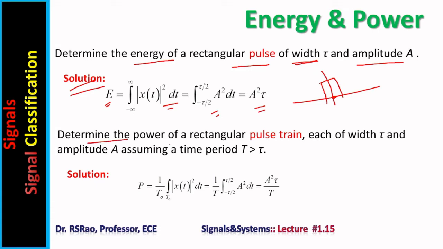Another problem: determine the power of a rectangular pulse train, each of width tau and amplitude A, assuming a time period T more than tau. Solution: again, here also we do this problem by considering the definition of normalized power. P equal to 1 by T naught integral over T naught of mod x of t whole square dt, equal to 1 by T integral minus tau by 2 to tau by 2 of A square dt. It turns out to be A square tau by T.